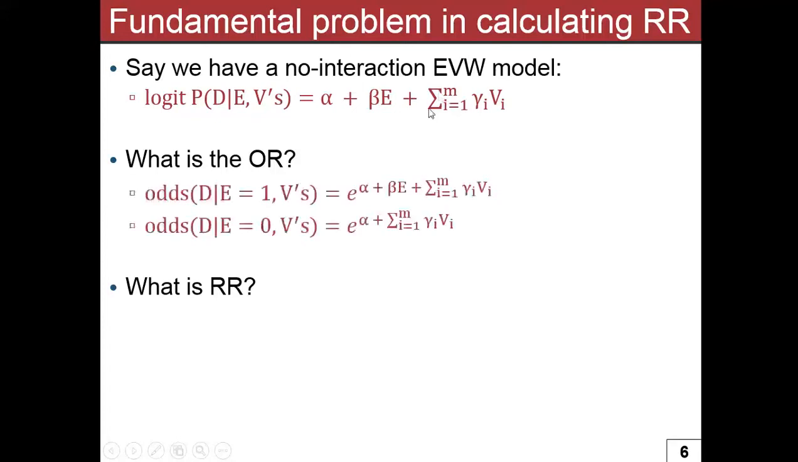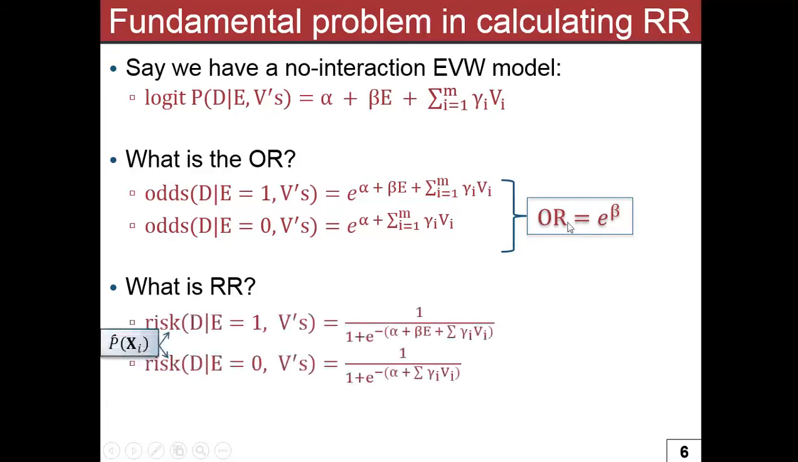So the odds ratio, right, it was this. There's no interaction, it's e to the beta. And the reason was, here's the odds of disease given you're exposed, and some V's: e to the alpha plus beta exposure plus lots of V's. And the odds of the disease given unexposed is the same expression, but without the beta times exposure. And we know that this all cancels out, and what you're left with is e to the beta. So that was odds over odds is the odds ratio.